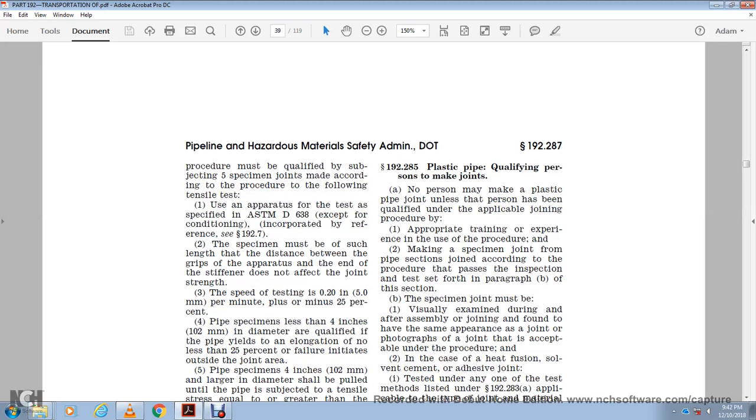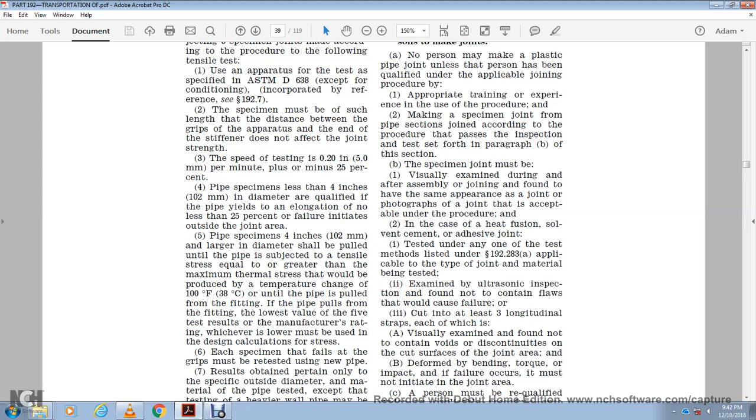The speed of the testing is 0.20 inch per minute, plus or minus 25%. Pipe specimens less than 4 inches in diameter are qualified if the pipe yields with an elongation of no less than 25% or the failure initiates outside of the joint area. Pipe specimens of 4 inches or larger diameter must be pulled until the pipe is subjected to tensile stress equal to or greater than the maximum thermal stress that may be produced with a temperature change of 100 degrees Fahrenheit, or until the pipe is pulled from the fitting. The lowest value of the 5 test results or the manufacturer's rating, whichever is lower, must be used in the design calculation for the stress.